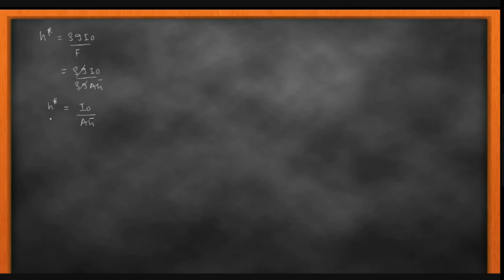So this H star is known as the center of pressure. This I naught is the second moment of area about the free surface, and this is the first moment of area about the surface. We have to go for the parallel axis theorem.